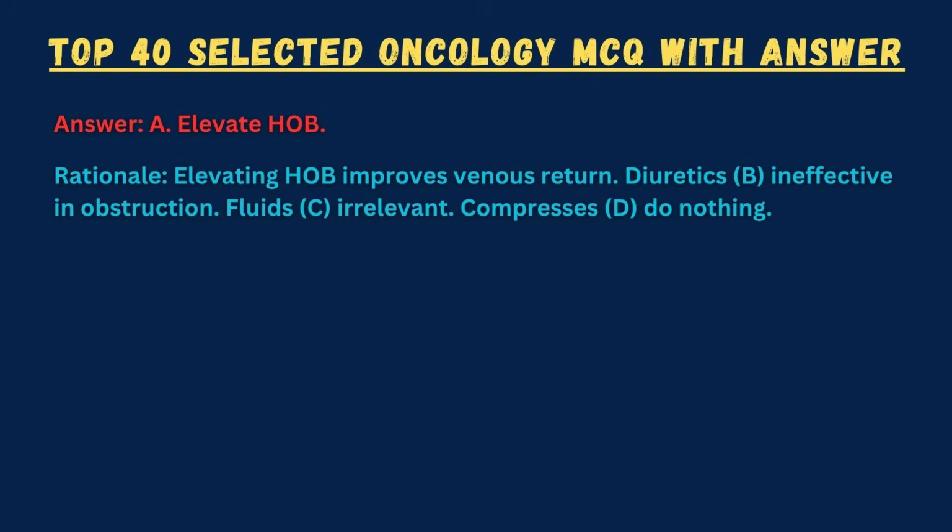Answer. A. Elevate HOB. Rationale. Elevating HOB improves venous return. Diuretics, B, are ineffective in obstruction. Fluids, C, are irrelevant. Compresses, D, do nothing.